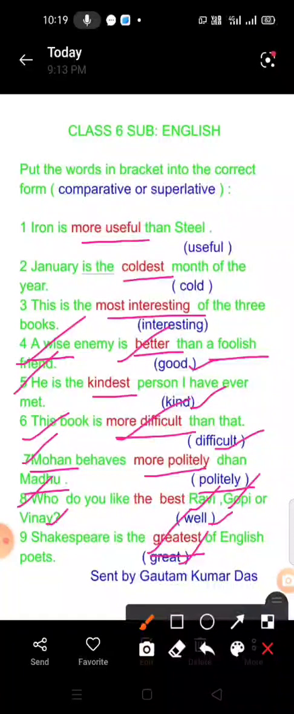Okay, in the positive degree, when you want to say both are equal, such as I am giving you one example: Ramesh is as good as Suresh. Mohan is as good as Suresh. That means both are good. I am not making a comparison, both are equal. When I say Mohan is better than Suresh, Mohan is the best, then it will be superlative degree.